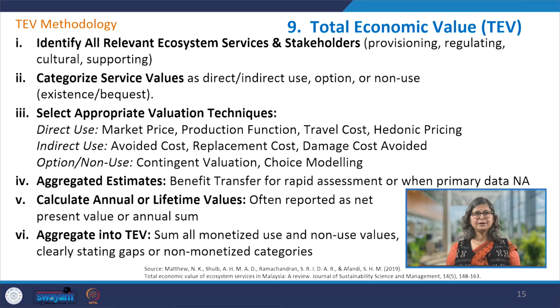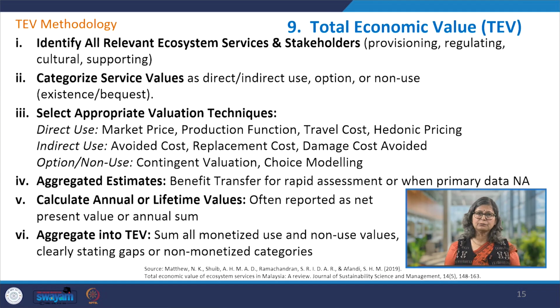How to do this TEV? Identify all relevant ecosystem services and the stakeholders. Categorize service values, as just now we discussed, direct and indirect use. Select appropriate valuation techniques, like for direct use, you can go for market price, production function, travel cost, hedonic pricing. Similarly, for indirect use, for option and non-use, also you need to select the relevant techniques. Aggregated estimates, benefit transfer for rapid assessment, or when primary data is not available. Then we go for aggregated estimates.